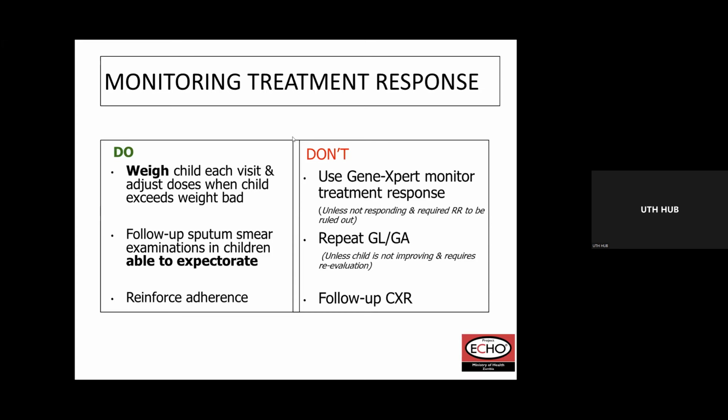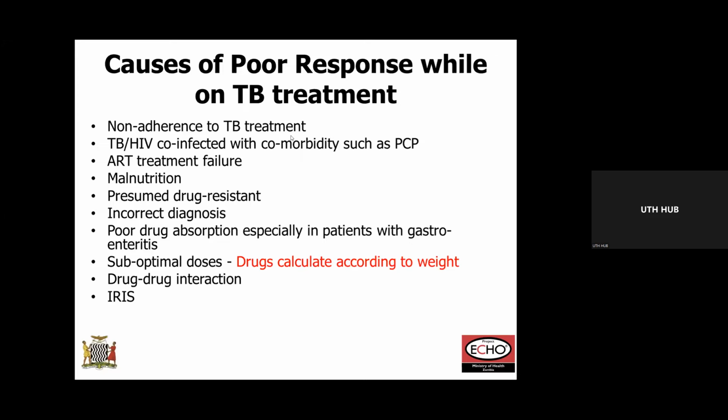So what can cause our children not to improve? Non-adherence to treatment, or we are underdosing these children. Treatment failure can be one of those: ART treatment failure, or they have HIV co-infection. Is there PCP or any other infection? Are these children malnourished? Could this be drug-resistant TB that we're dealing with? Was the diagnosis that we made not correct?